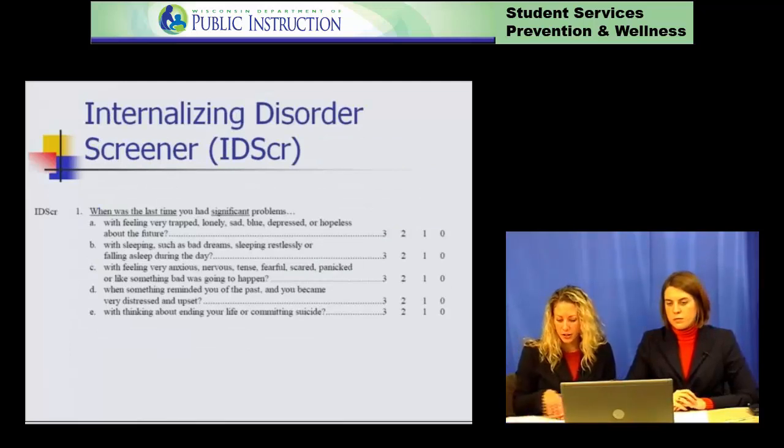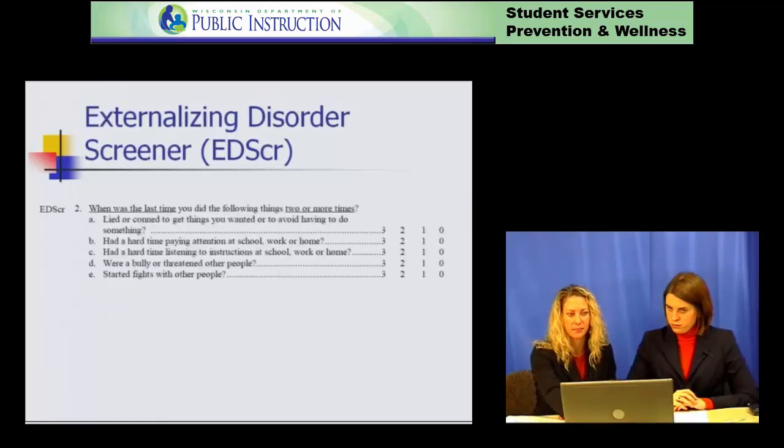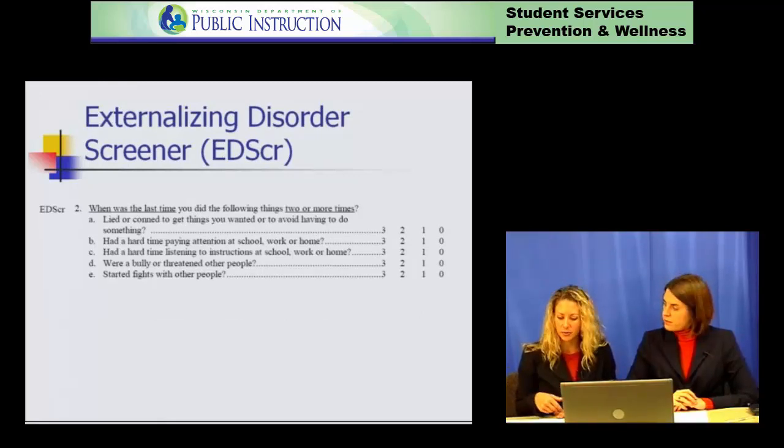The first screener is the internalizing disorder screener. You want to follow along. It's the first group of questions in the screener. And these questions are all going to be problems related to depression, anxiety, and possibly suicide that may come up for your clients or your participants. The second disorder screener is the externalizing disorder screener. And this group of questions is going to be related to disorders like attention deficit disorder, hyperactivity, and possibly conduct problems.